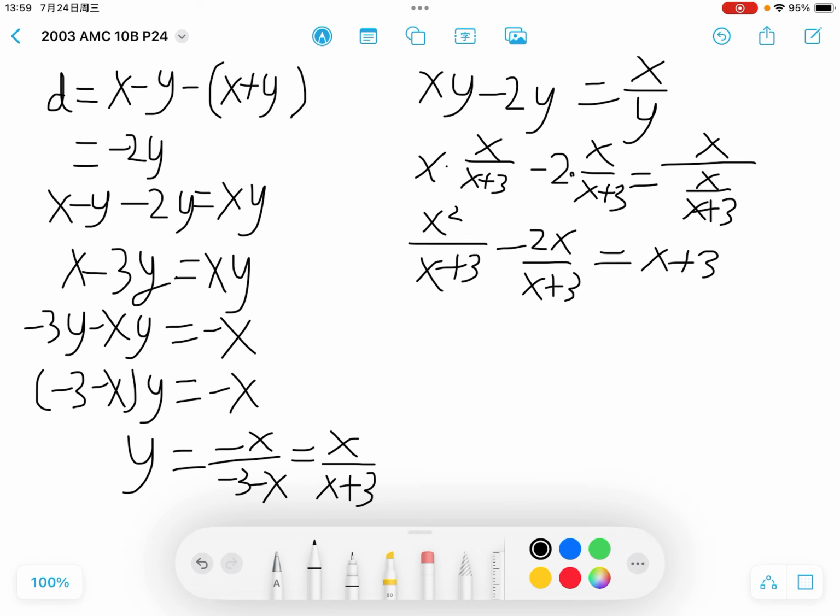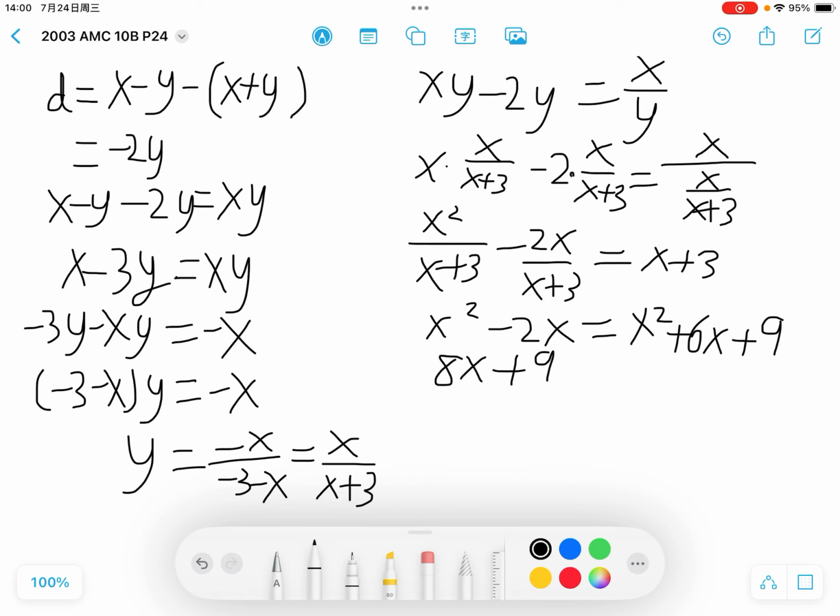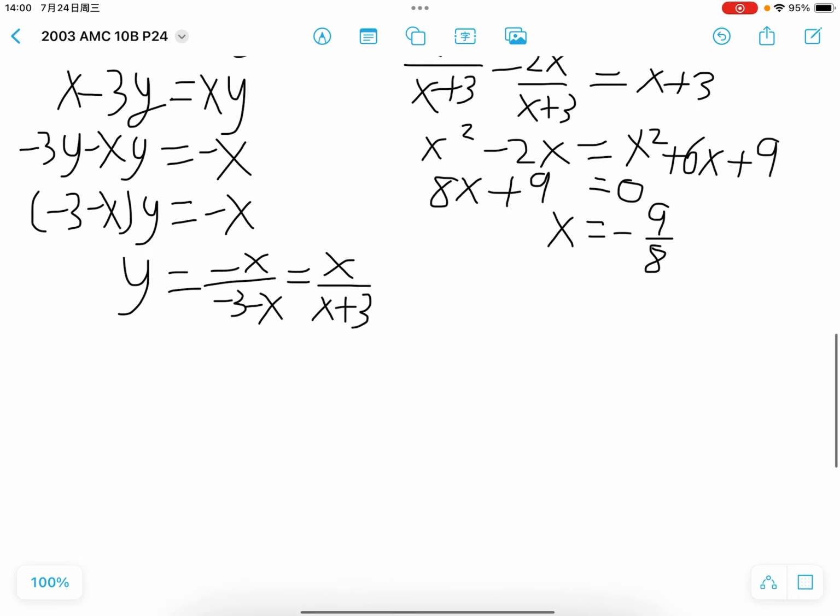So now we have evaluated the equation. If we choose to multiply both sides by x plus 3, so we don't have any denominators, we have x squared minus 2x is x plus 3 squared, which is just x squared plus 6x plus 9. So the x squares on both sides can cancel out, and we have 8x plus 9 equals 0. Therefore we have 8x is negative 9, and x is negative 9 over 8. So therefore we can also figure out what y is.